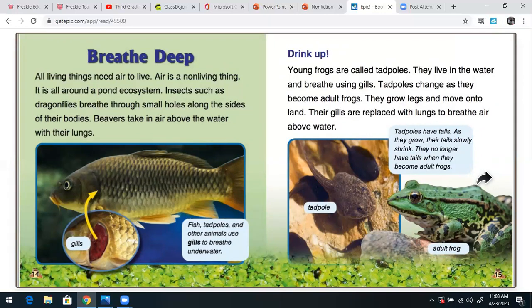If you remember third grade, Mrs. Morgan has some tadpoles at her house, and she's showing you the life cycle of a frog.